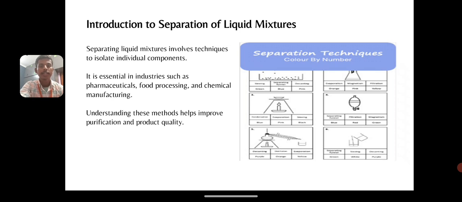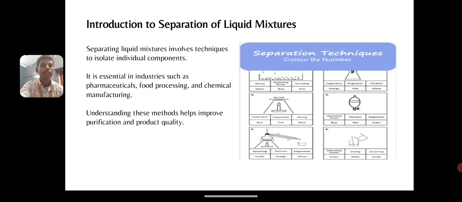This is extremely important in industries like pharmaceuticals to obtain pure chemicals and medicines, food processing for extraction of flavors, oils, and beverages, chemical manufacturing to refine and purify raw materials. In simple words, we can say that separation helps us to achieve purity, quality, and safety in various products we use daily.